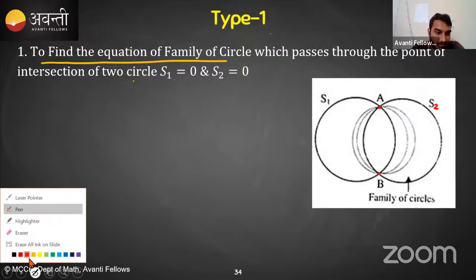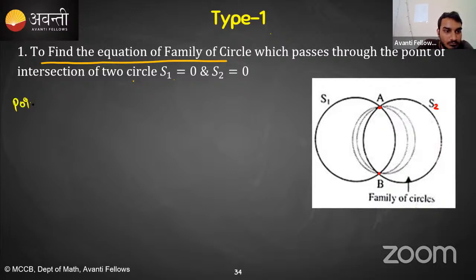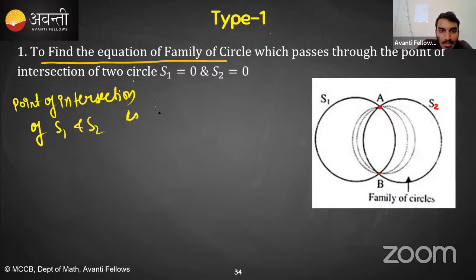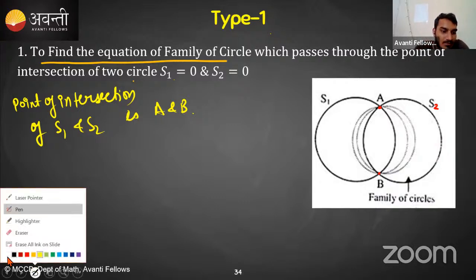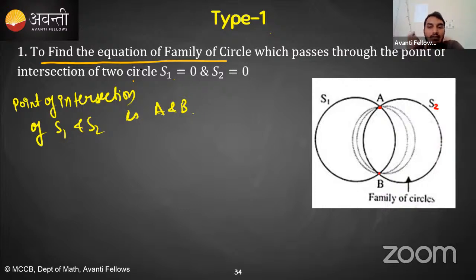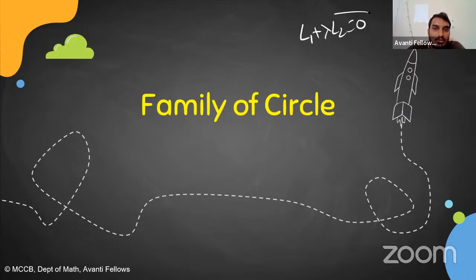So all the circles that pass through the point of intersection of S1 and S2, that is A and B, form the family of circles. How we used to write the equation of the line which is passing through the point of intersection of two lines L1 and L2? L1 plus lambda times L2 equal to 0. Yes or no? This is the equation of a line which is passing through the point of intersection of L1 and L2.